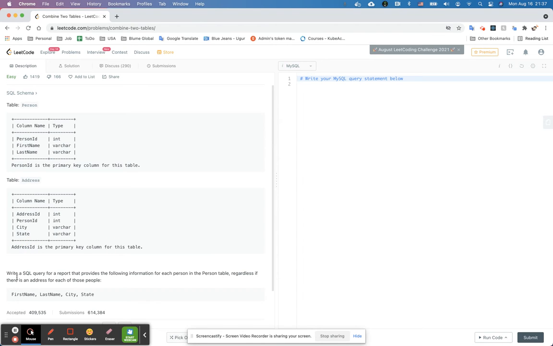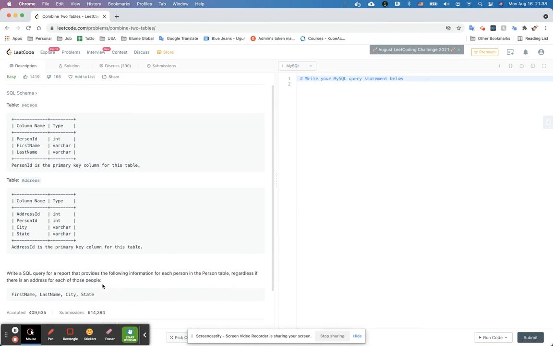Okay, so write an SQL query for a report that provides the following information for each person in the Person table, which means that we need all the rows from the Person table, regardless of whether there is an address for each of these people. Okay, what does this question mean?